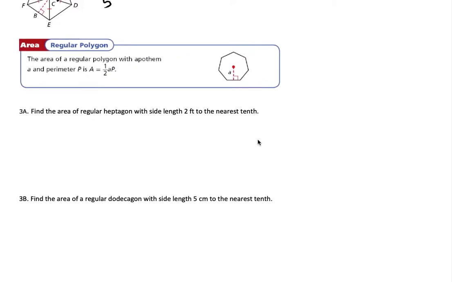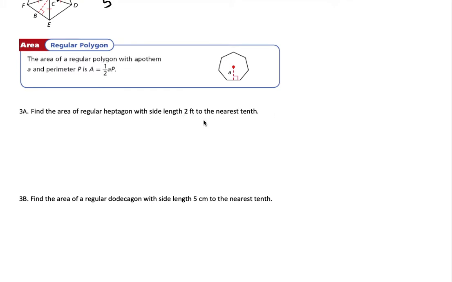All right, so we do need to remember this formula for the area of a regular polygon. The apothem is A, and the perimeter is uppercase P, so you're going to have 1/2 times the apothem times the perimeter. So let's find the area of a regular heptagon with side length 2 feet to the nearest tenth.